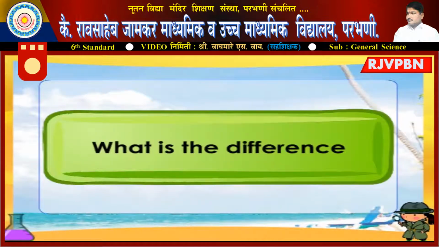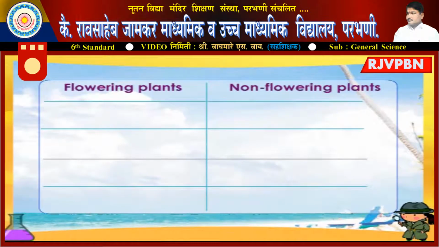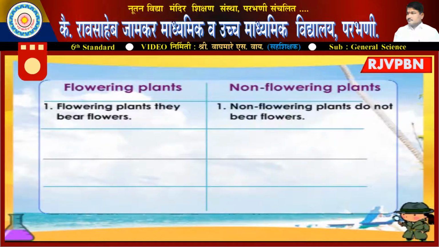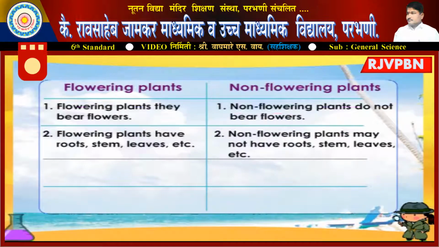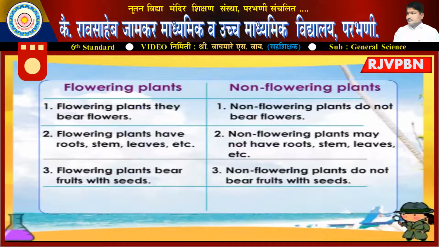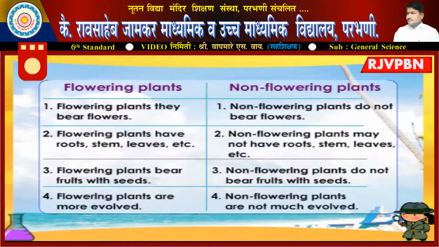What is the difference? Flowering plants, non-flowering plants. Flowering plants bear flowers. Non-flowering plants do not bear flowers. Flowering plants have roots, stem, leaves. Non-flowering plants may not have roots, stem, leaves. Flowering plants bear fruits with seeds. Non-flowering plants do not bear fruits with seeds. Flowering plants are more evolved. Non-flowering plants are not much evolved.